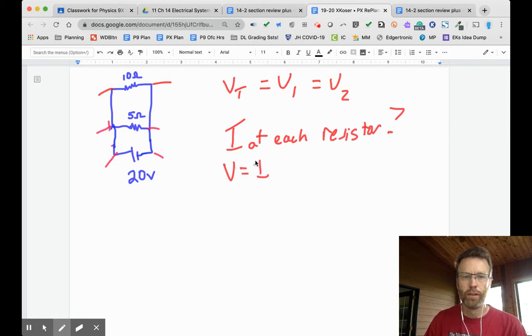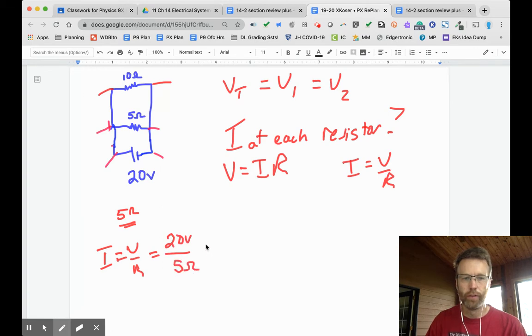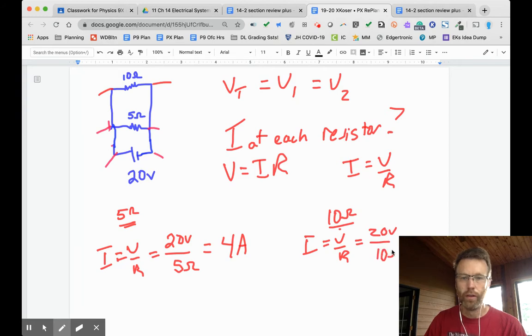If we take Ohm's law, rearrange it and solve for I, we get V over R. So for the 5 ohm resistor, the current in it is V over R: the voltage, 20 volts, divided by the resistance, 5 ohms. 20 over 5 is 4 amps. So we'd have 4 amps of current flowing in this branch. If we do the same for the 10 ohm resistor, I is V over R, V is 20 volts, and R is 10 ohms. 20 over 10 is 2 amps. So going through this branch is 4 amps, and going through this branch is 2 amps.